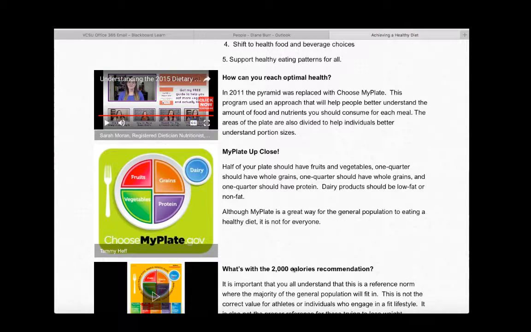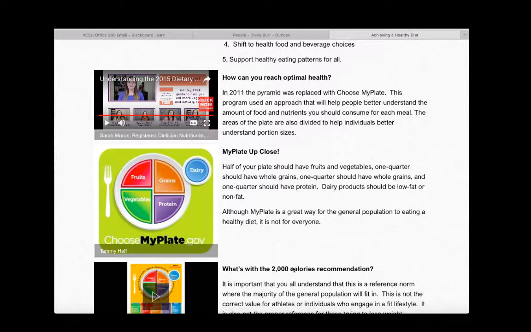So looking at my plate up close, we can see that using my plate is not difficult. If you take a close look at the image, you can see that half of the plate should be fruits and vegetables, 1/4 should have whole grains, 1/4 should have protein. Dietary products should be low fat or non-fat, and the goal is to meet these recommendations with the fewest calories. Your textbook does give you a variety of ideas of how to build this healthy plate.